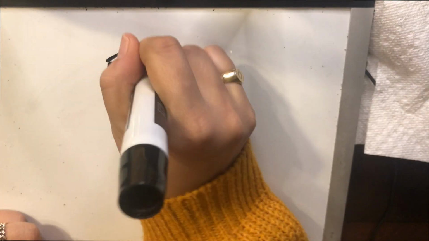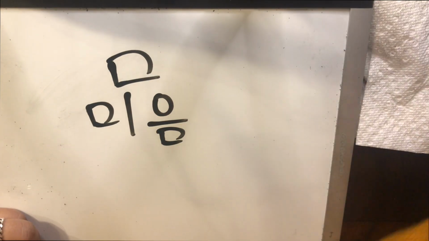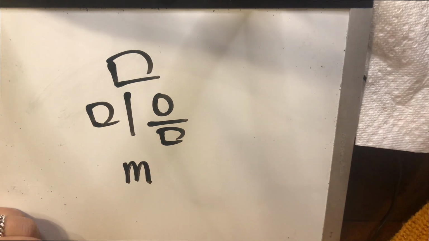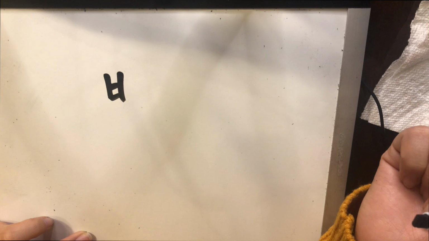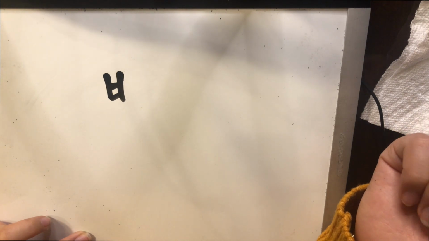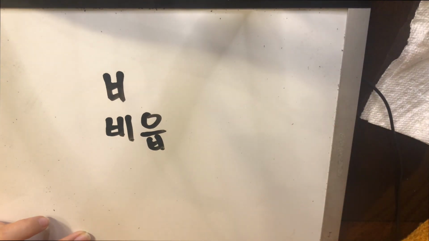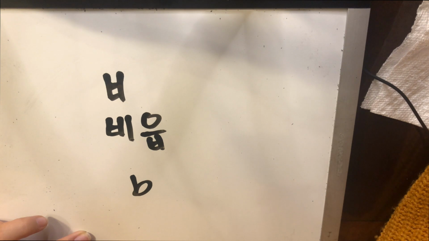The next consonant is 미음. And I'm sure you guys have already guessed, this makes an M sound, like mom and Mary. So 미음. The next one is 비읍. Okay. And it makes a B sound, like in bad or boy.